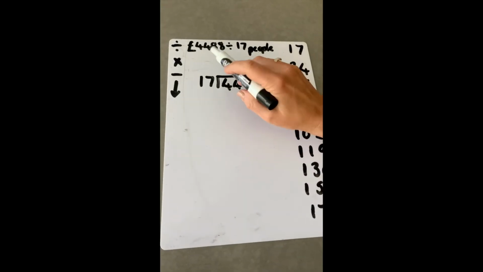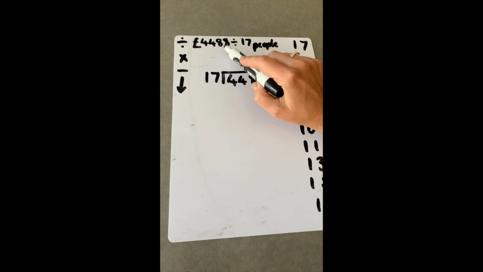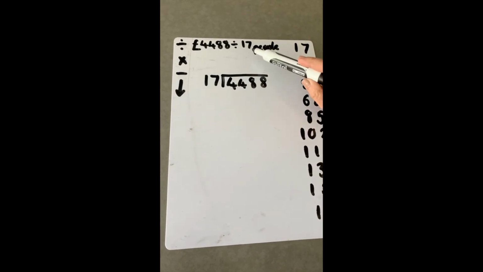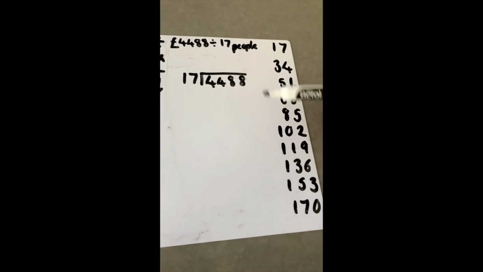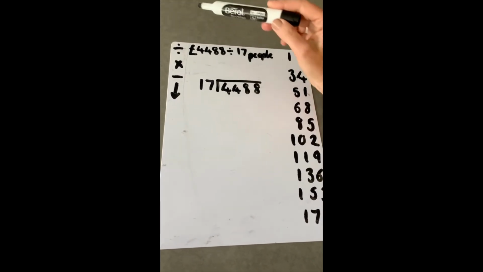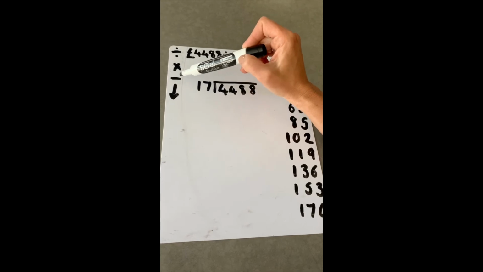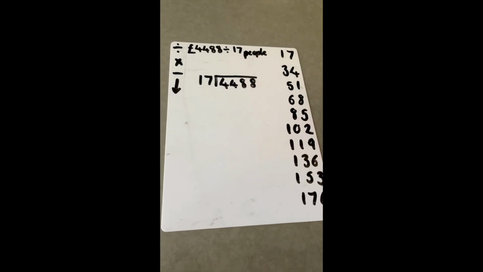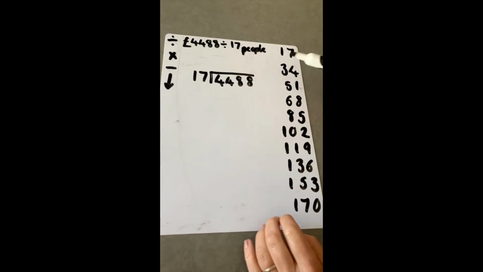Okay, so I've got my calculation at the top. £4,488 divided by 17 people. And I've got my 17 times table written down one side, and my reminders of the operations and actions I need to do down the other. Divide, multiply, subtract, and bring down the number. So we'll start the same as we always would.